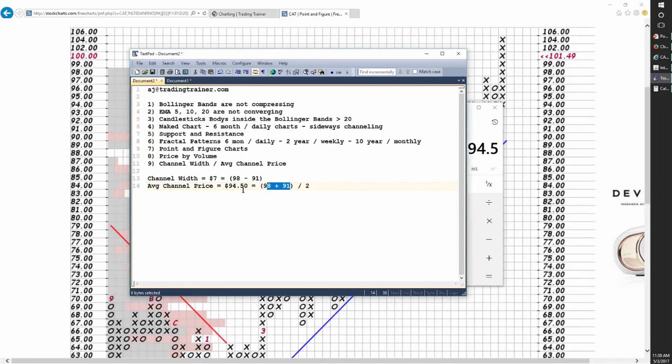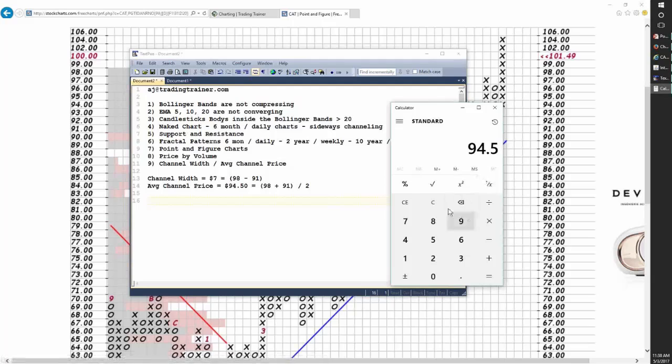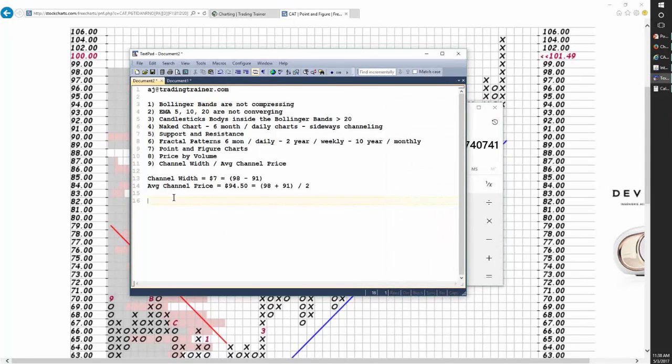That creates an average. So now I've got the channel width over average channel price, and that's going to create for us a ratio or a percentage or a fraction. So let's do that math right now. If I take my 7 and divide that by 94.5, I get 7.4%. So that's the channel width divided by average channel price.